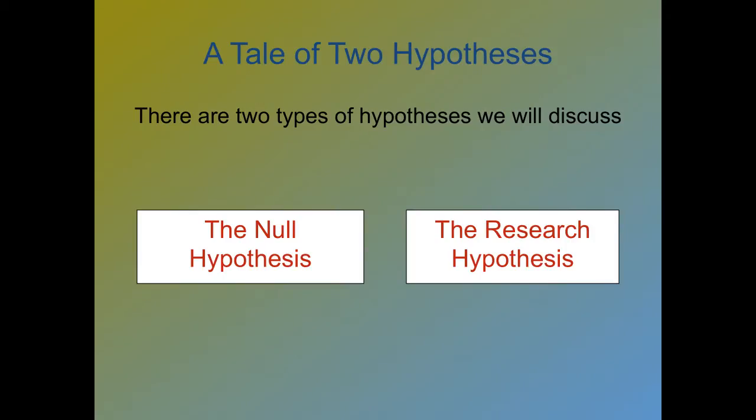So we have two types of hypothesis. We have the null hypothesis and the research hypothesis. The null hypothesis, as we're going to see, is a statement of equality, whereas the research hypothesis is usually either directional or a statement of an inequality.